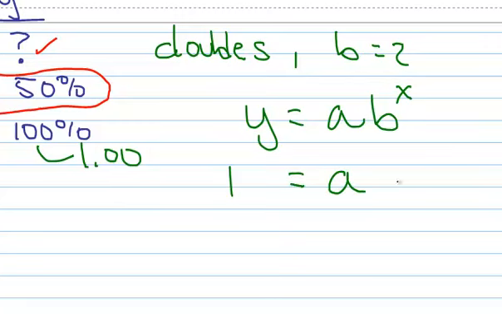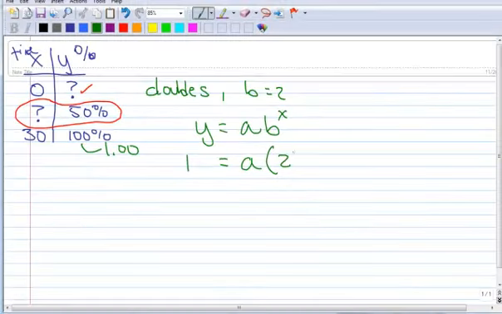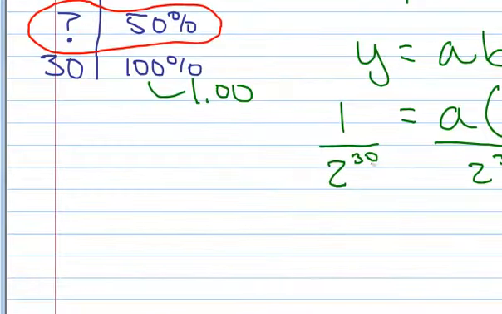But I don't know a. I don't know what I start with, so I'm just going to let that be a. But I know my b is 2 because it doubles, and I know it is doubled in 30 days. So I want to solve for a. I'm going to do that by dividing both sides by 2 to the 30th power. And what I do not want to do is compute that, because that's kind of a mess. So it's 1 over 2 to the 30th.